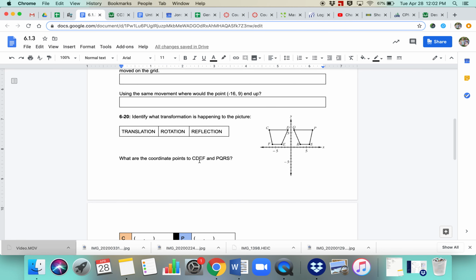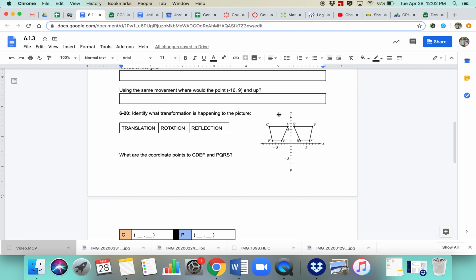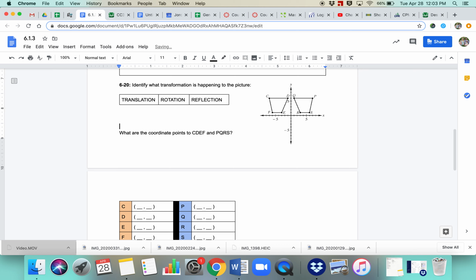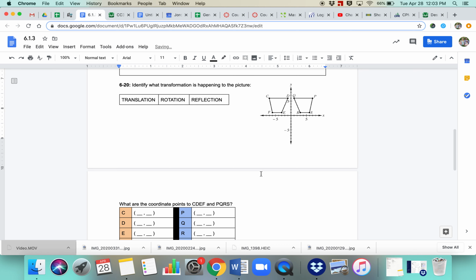The next thing you're going to do is identify in 6-20 what is happening. How is CDEF becoming PQRS? Is that a translation, rotation, or reflection? You're going to highlight your answer. Then, what are the coordinate points to CDEF and PQRS? You're going to look up here. What are the points to CDEF, PQRS? Give me those coordinate points.